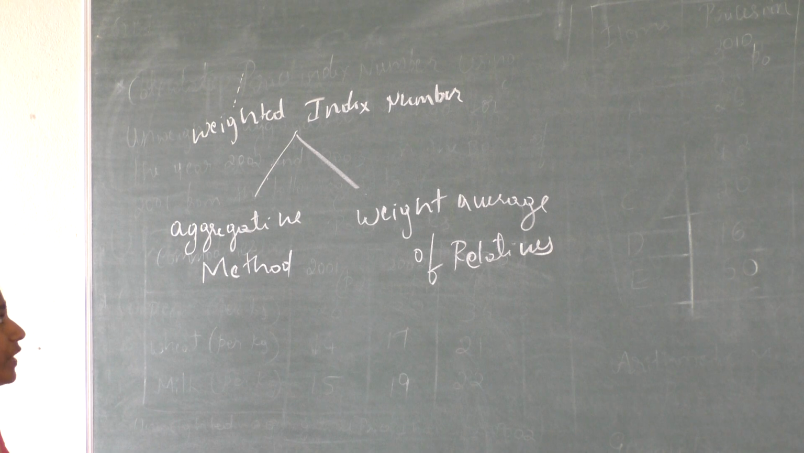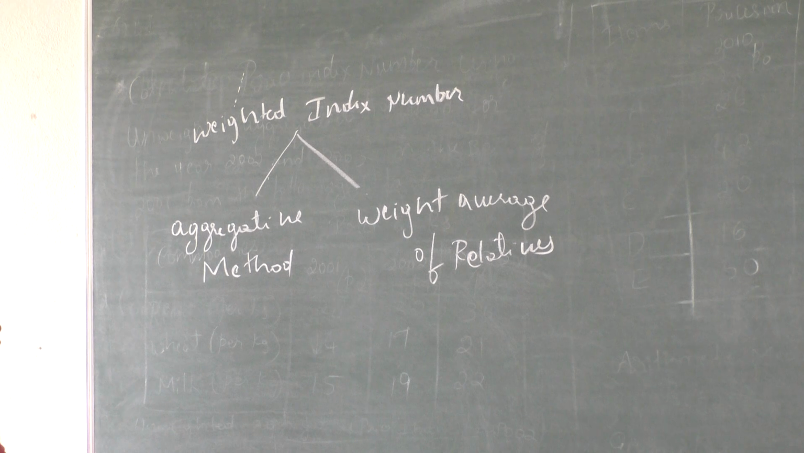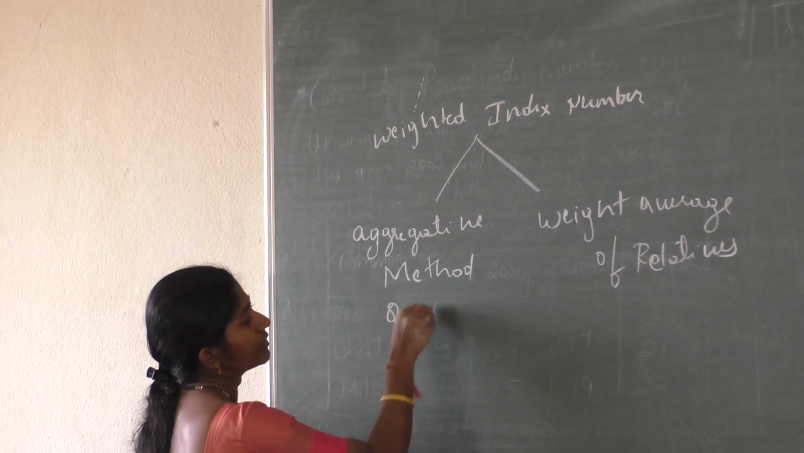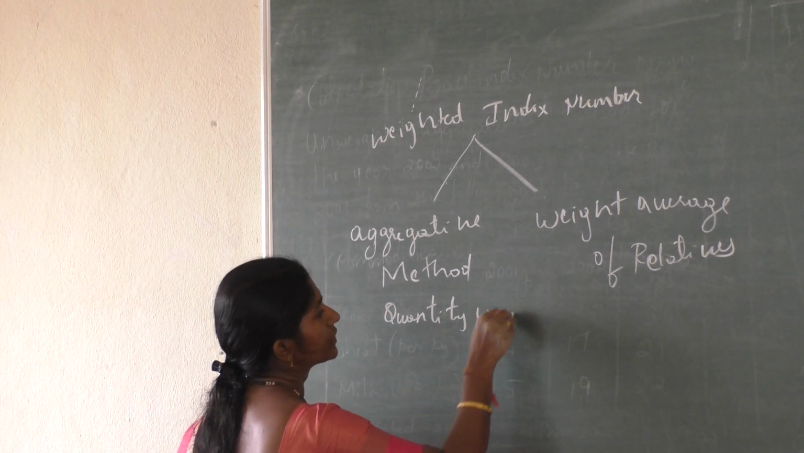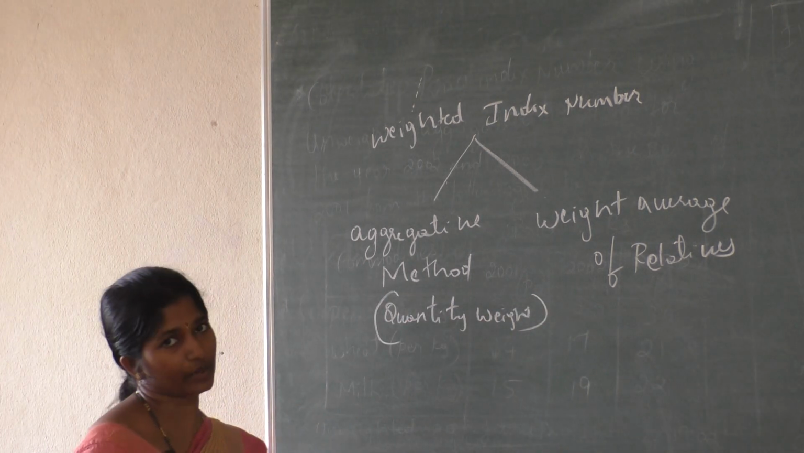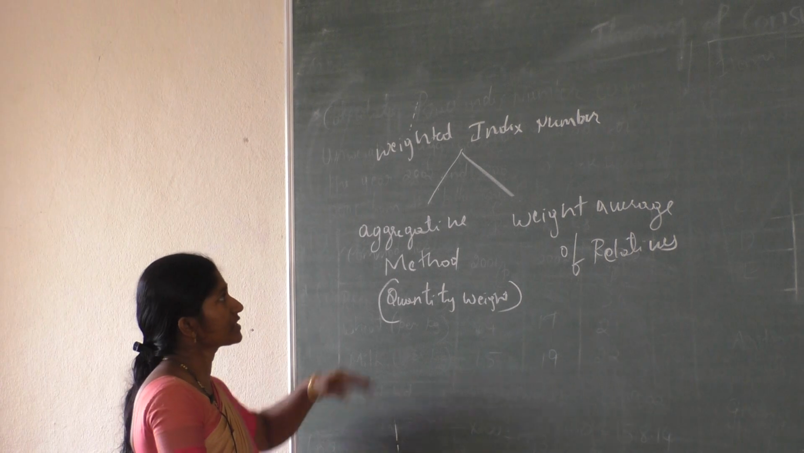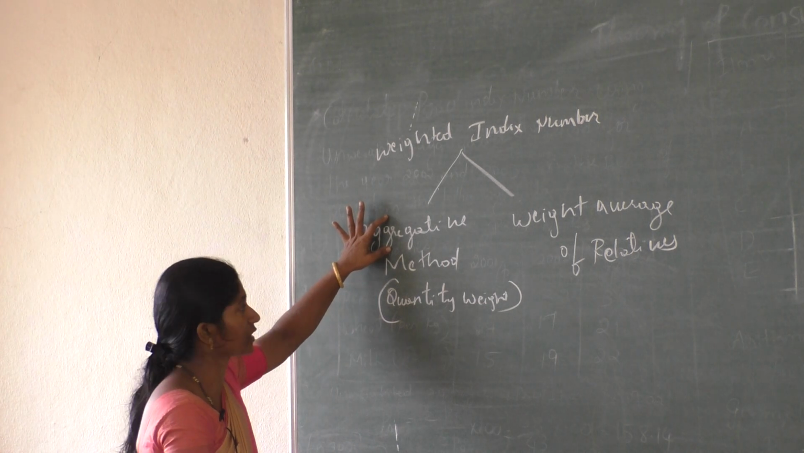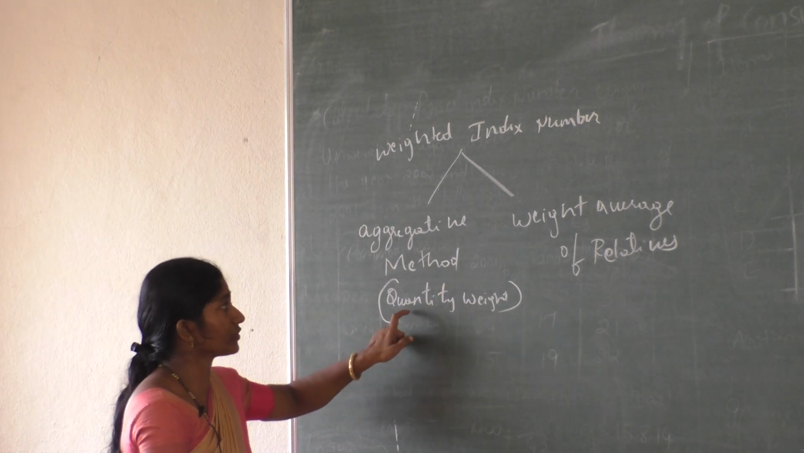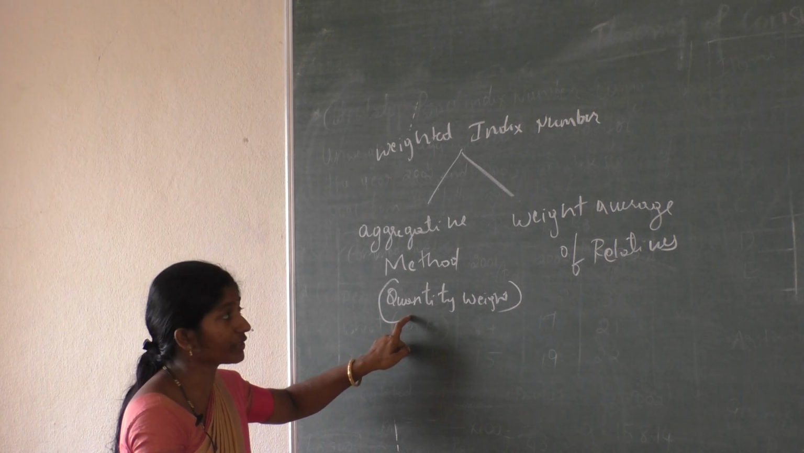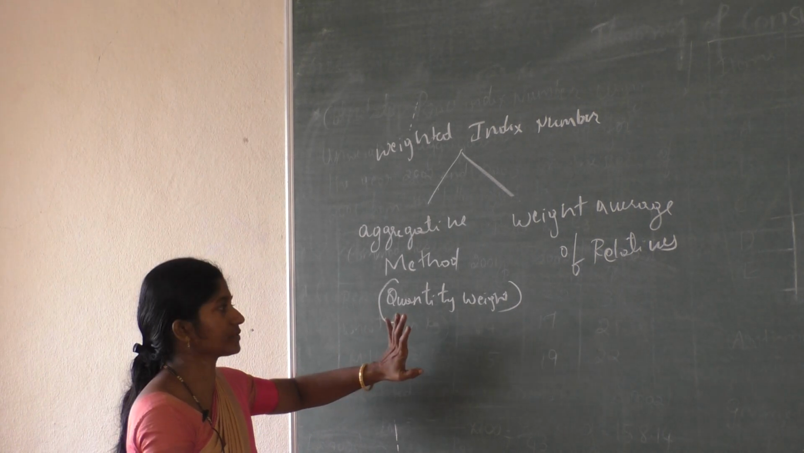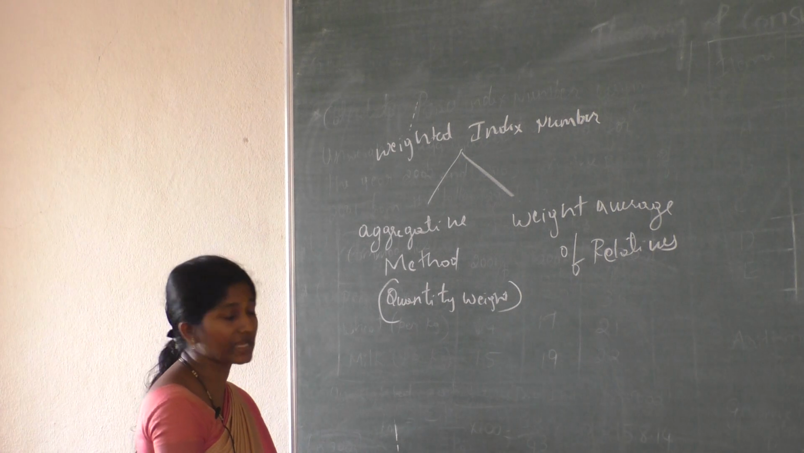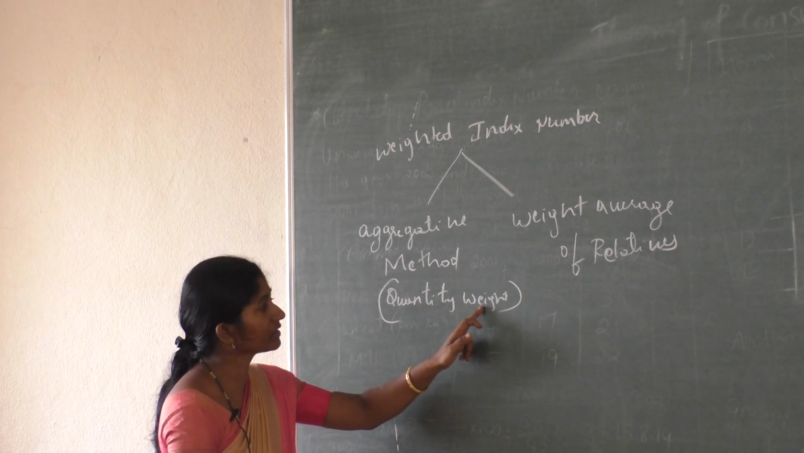For the weighted aggregative method, here we use quantity weights. See the price index number, we are giving a quantity weight for all the items. That means for the weighted aggregative index number, for the calculation of the weighted price index number, the weightage is given to quantity for all the items. Quantity weightage is given.